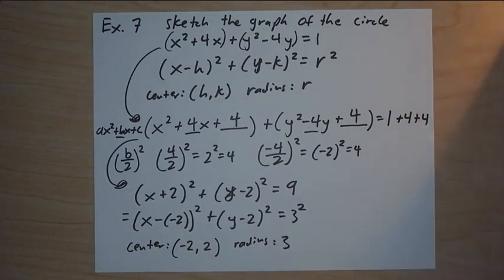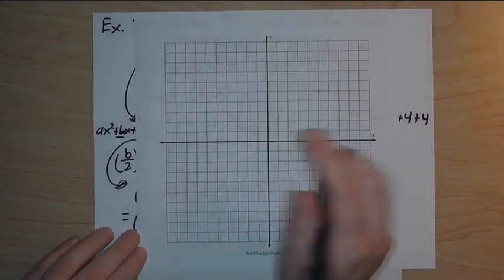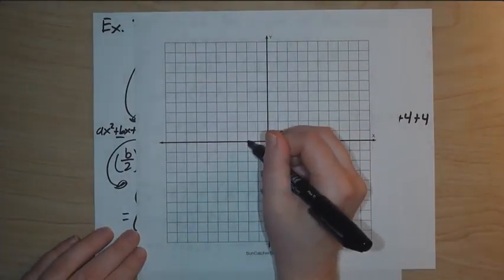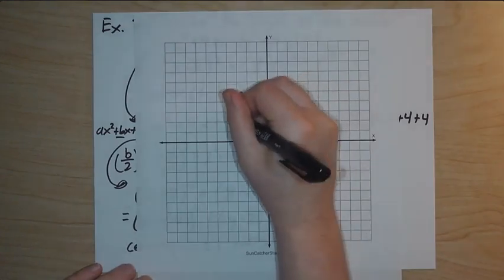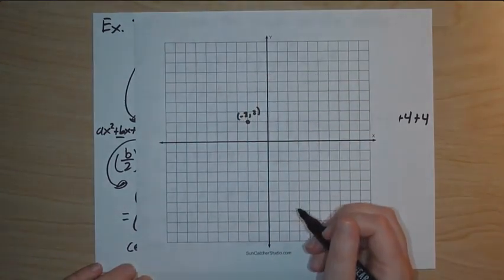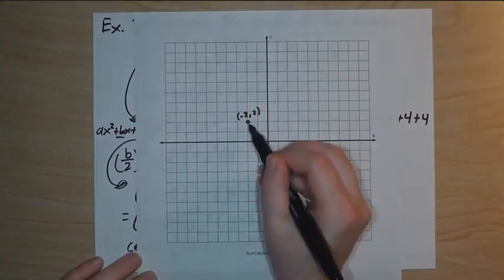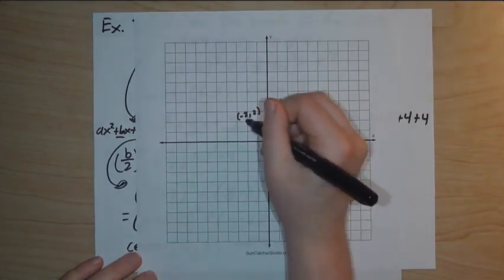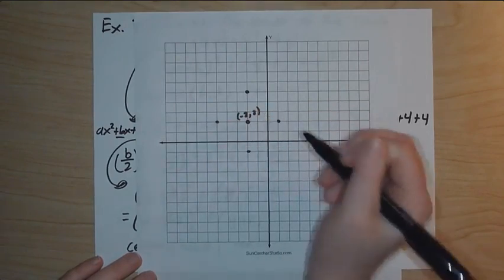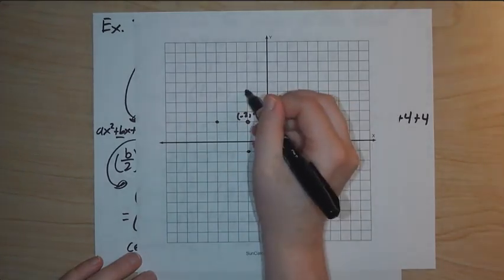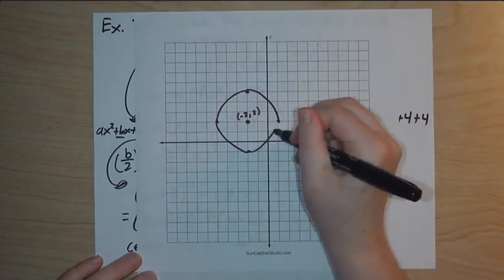So now we can graph our circle. We have our center is (negative 2, 2). So we have negative 2 going left 2, up 2. This is our center at the point (negative 2, 2). And our radius is 3. So from this point we're going to go outwards 3 in all directions. 1, 2, 3, in each direction. And then all of these little points we're going to connect as best we can so that it looks like a circle. There we go.